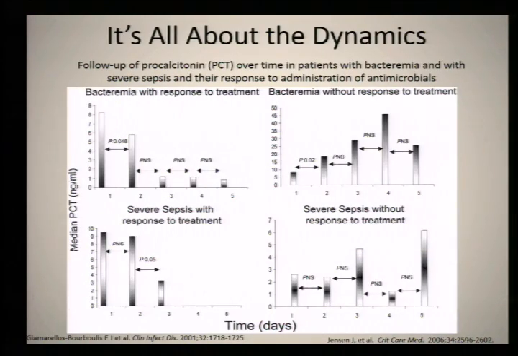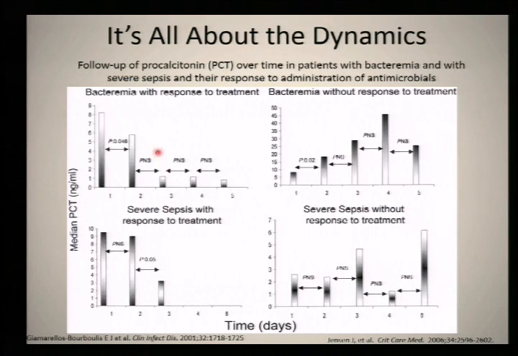And the dynamics of procalcitonin, I think, are what's really useful. An individual value can be somewhat helpful in an ambiguous situation, but the dynamics of the values are even more useful. These are a couple of studies looking at neutropenic fever patients. What they looked at is what happens to people's procalcitonins when people have bacteremia, when they have severe sepsis, and how they're doing clinically.